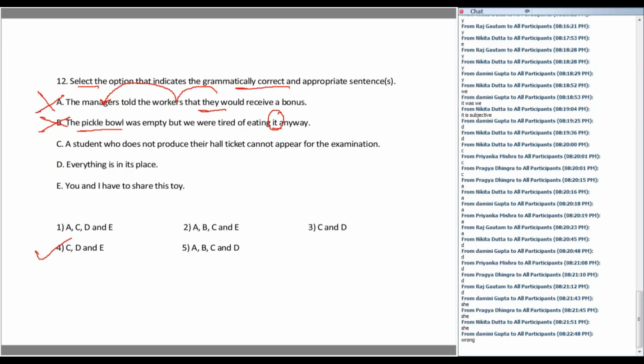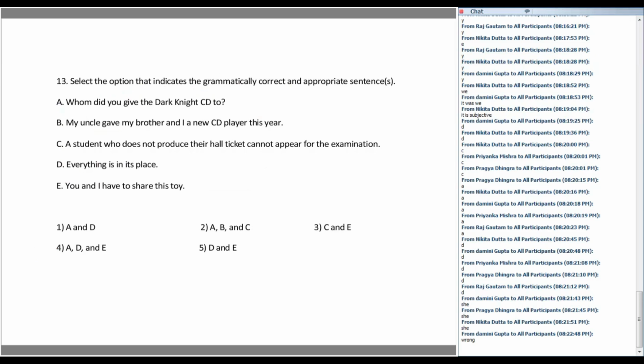Okay. Number 13. Question number 13. Again, select the correct sentences. Whom did you give the Dark Knight CD to? Answer is, I gave it to him. So correct.